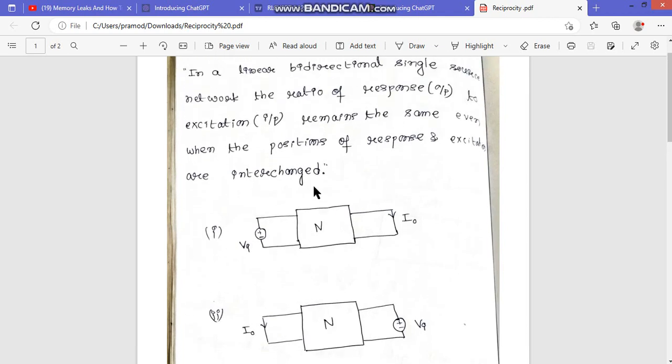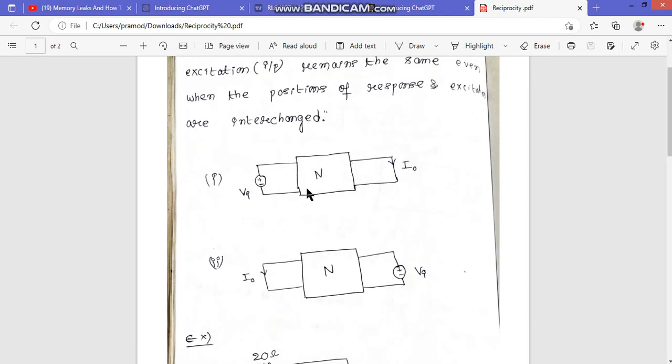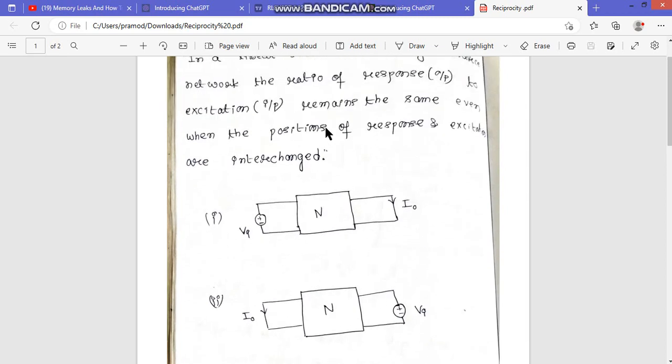Let us understand this with the help of this circuit. There is a network consisting of resistors, capacitors, like that. What is the value of I naught we are getting here because of this source Vi? And if we replace this Vi with this response, and measure the response here in the second circuit, they are the same. That is what it states.